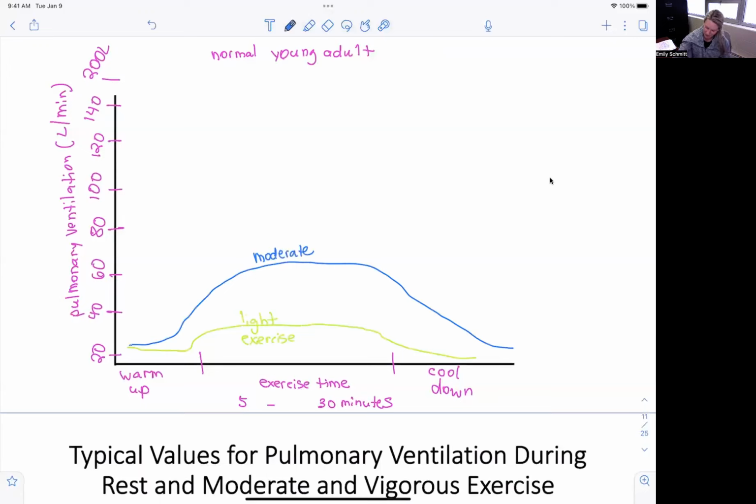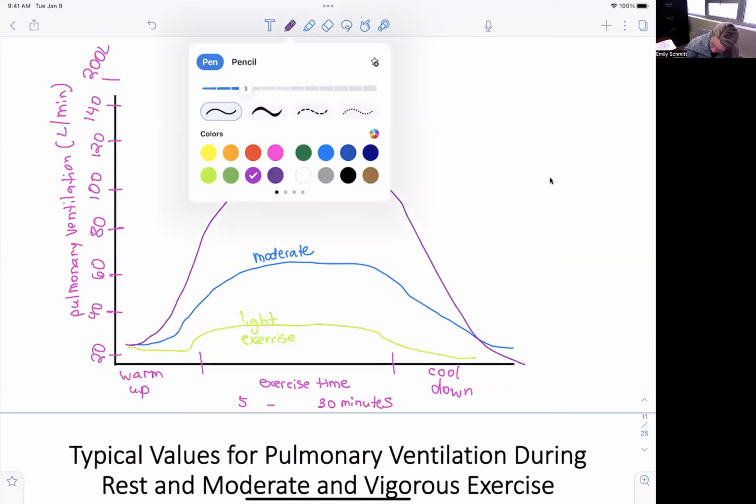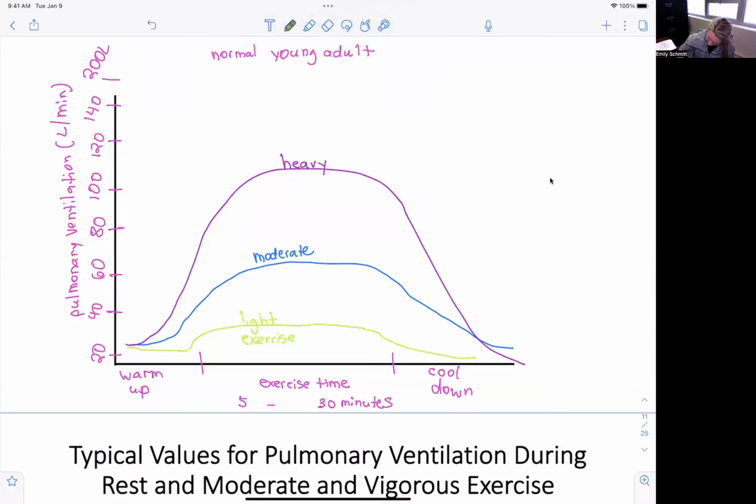I bet you can see where this is going. Let's draw in our heavy exercise or our more intense exercise. And then finally, we can draw in sort of our elite Olympic population, showing that our pulmonary ventilation can get up to about 200 liters.